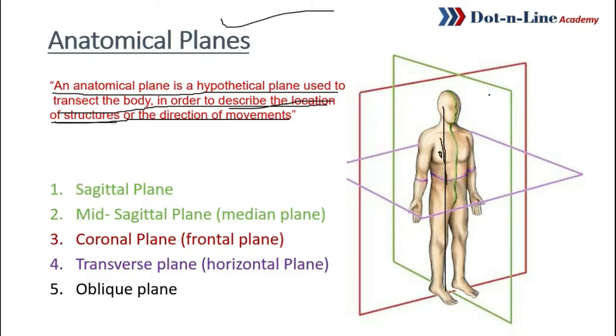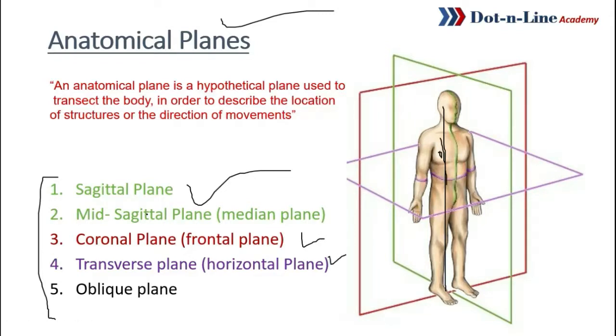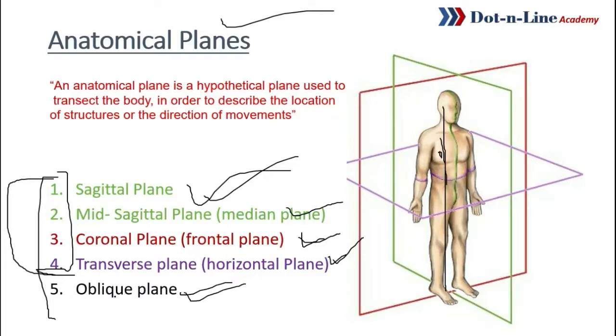There are majorly, I've written 5, but the main are these 3. These 3 planes are very important: sagittal plane, coronal plane, transverse plane. A subclass of sagittal is mid-sagittal, and there is an oblique plane that is at any angle. When the plane is at any angle, it will be considered under oblique plane. So the color is related, you will understand.